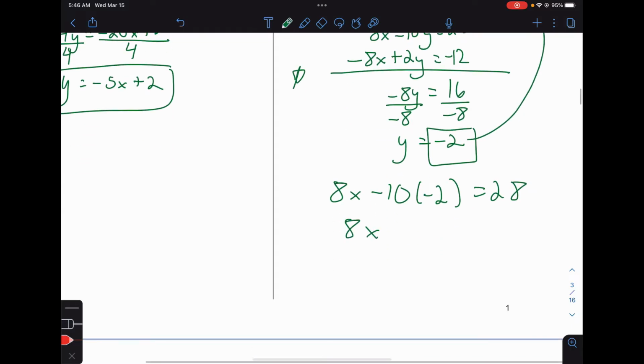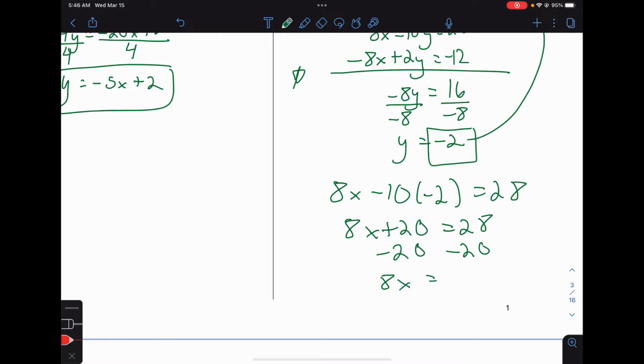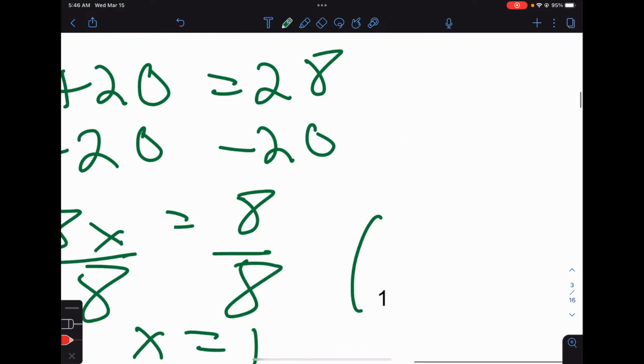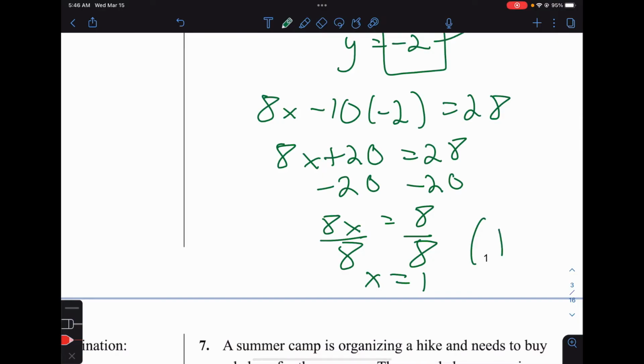We get 8x plus 20 equals 28. We're going to do minus 20, and we get 8x equals 8. You divide by 8, and we get that x equals 1. So our solution here would be written as 1 comma negative 2.